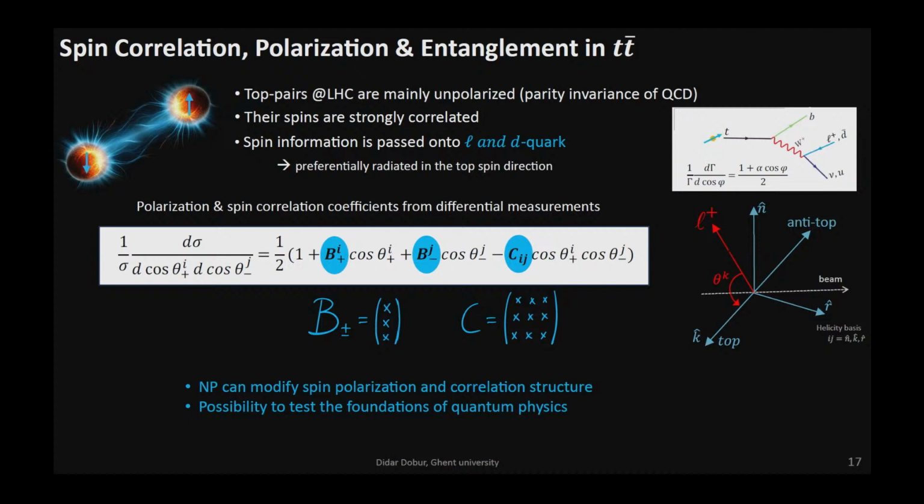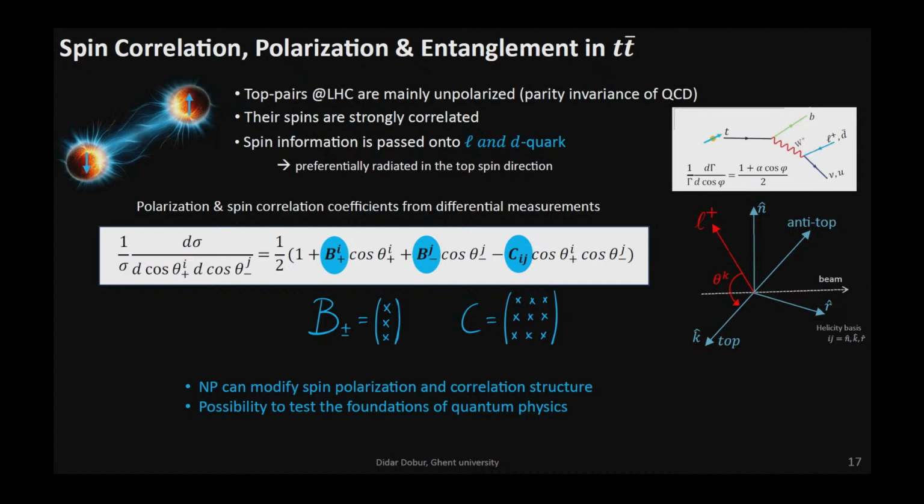And the nice thing is that the spin information of the top quark is passed on to the lepton or the down-type quark. Namely, they are preferentially radiated in the spin direction of the top quark. Then we can study the angular distributions of these leptons and the down-type quarks and have access to the spin information of the top quark.